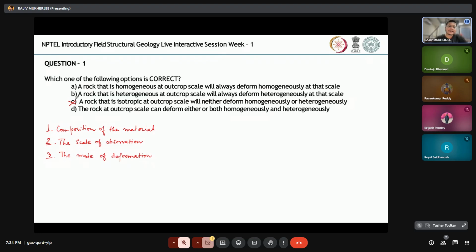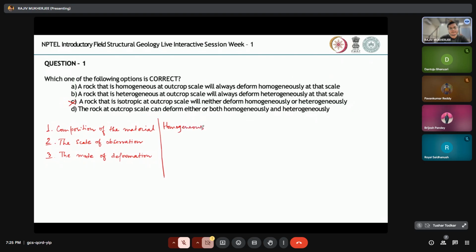So the remaining three are a bit tricky, but if you figure it out, it is very easy to answer. It doesn't require any extra knowledge, just common sense, and you can approach the answer. Okay, so if I clarify a bit more, homogeneous deformation.